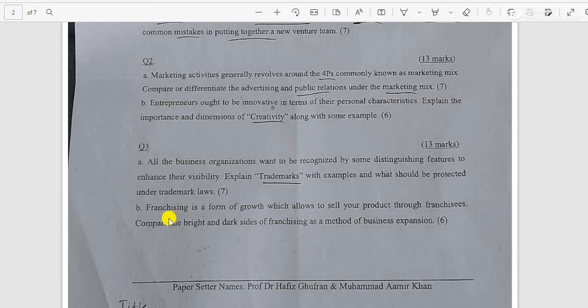And B is franchising, obviously we talked about it above. So it is a form of growth which allows a seller to sell your product through a franchisee. Explain the bright and dark side, that is, advantages and disadvantages of franchising.